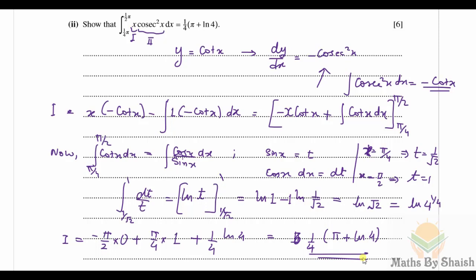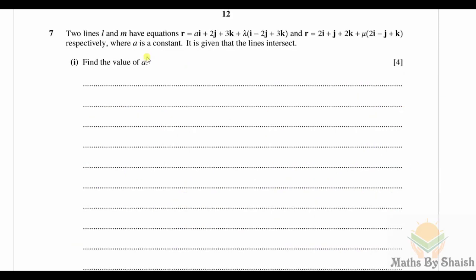Let's do the next question. Here's question number 7. Two lines L and M have equations r is equal to a i cap plus 2j cap plus 3k cap plus lambda times this, and r is equal to 2i cap plus j cap plus 2k cap plus mu times this, respectively, where a is a constant. It is given that the lines intersect.